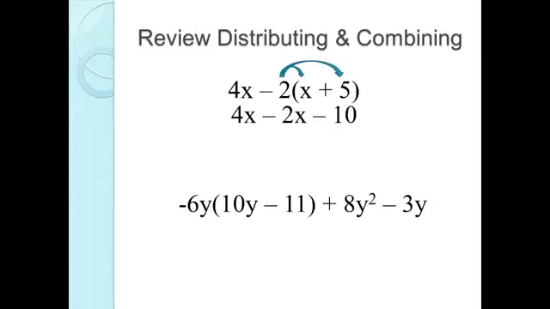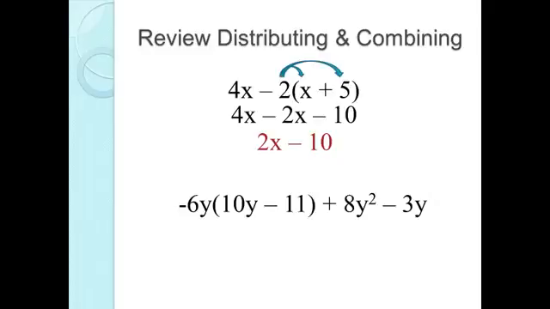Now we must find terms that are alike and combine them together. Recall that combining means to add terms, always taking the sign in front of them. We can add together 4x plus negative 2x, giving us a positive 2x. We simply bring down the negative 10 as it cannot be combined with the other terms. Our final expression is 2x minus 10.